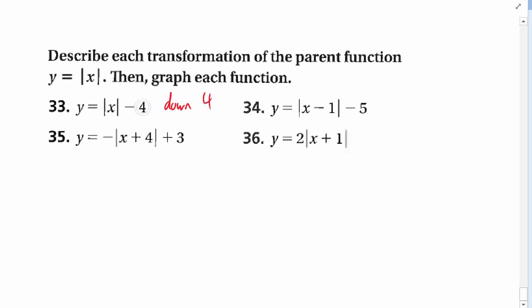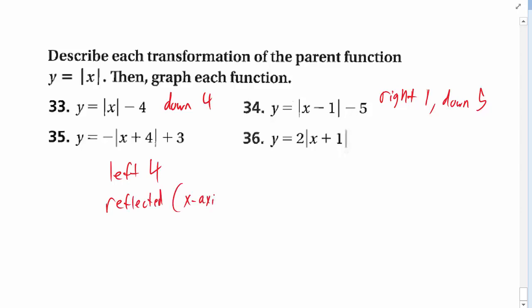This is important. Okay, so this one is shifted down 4. This one is shifted right 1. That's what the -1 inside the bracket says, and down 5. This one is shifted left 4. Remember, those behave the opposite. What do you expect? Then it's reflected across the x-axis. It's reflected vertically, you can think of. And then the +3 shifted up by 3.